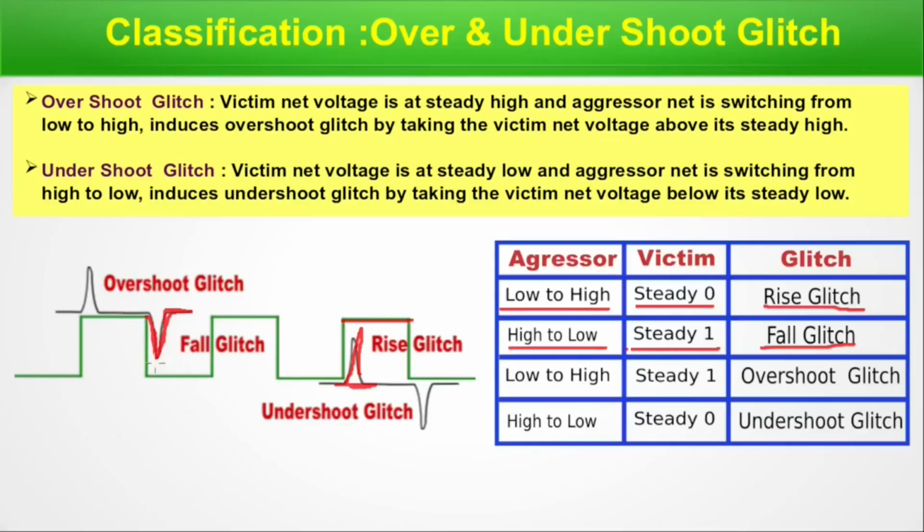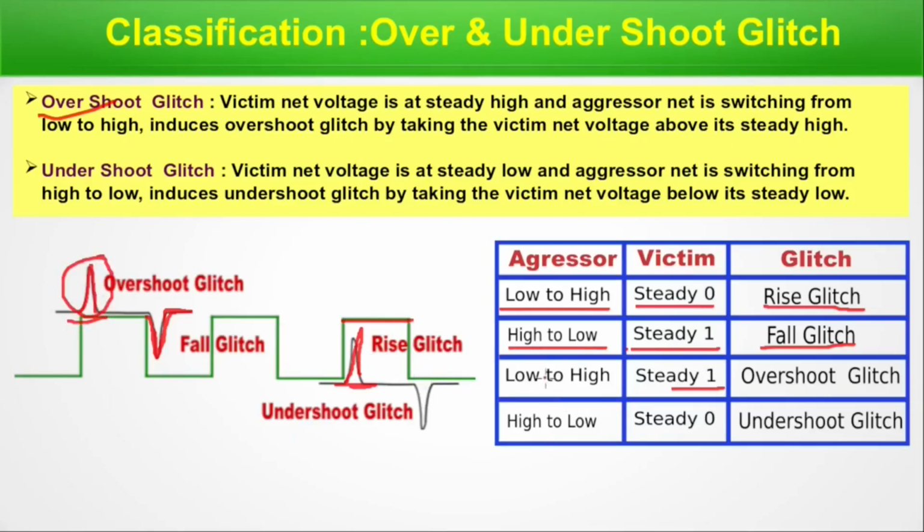So although it's within the range, what happens in an overshoot glitch? In an overshoot glitch, the aggressor is moving from low to high while the victim is at steady 1. It is already at steady 1, and if the aggressor net pulls the voltage of the victim, then from 1 it moves upward, crossing the maximum limit. That is the overshoot glitch.